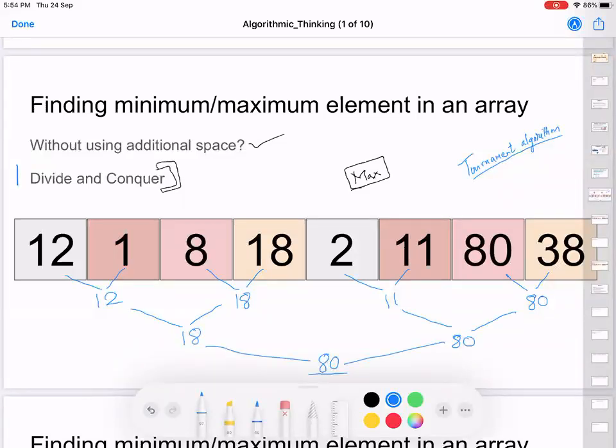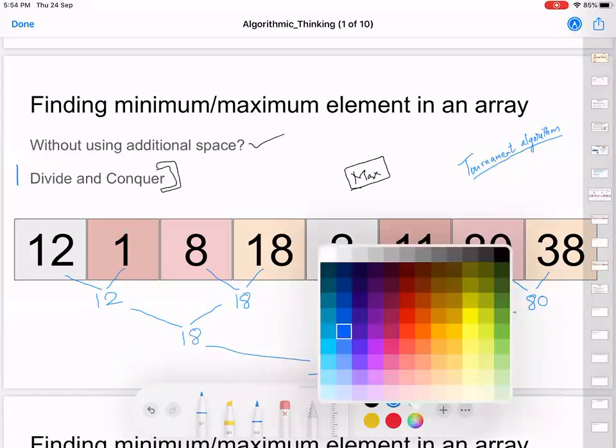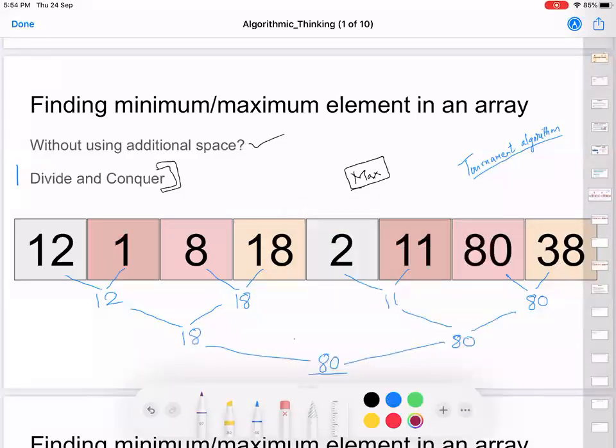How many comparisons do you think we did here? Any guesses? Log n comparisons. Okay, did we do log n comparisons? So log n definitely is the height of this tree kind of structure which is being formed here. Log n is the height of this tree. But let's think about how many comparisons did we do.